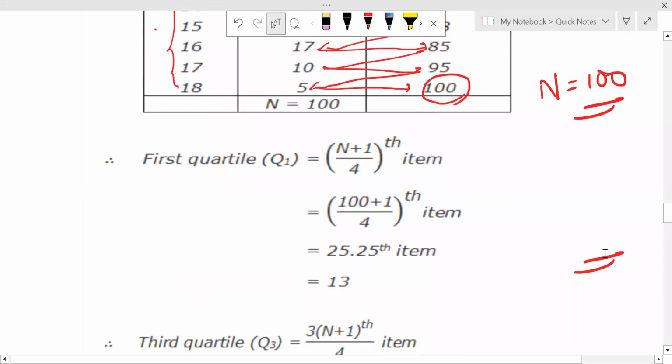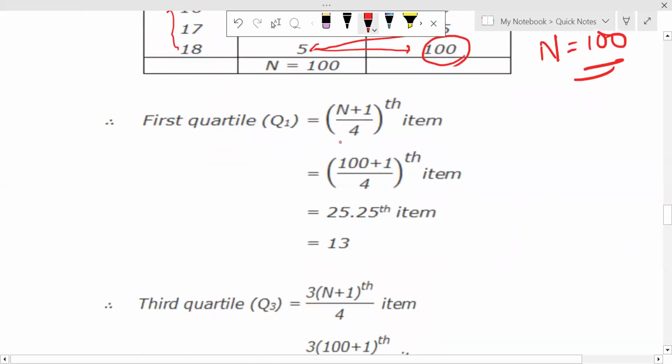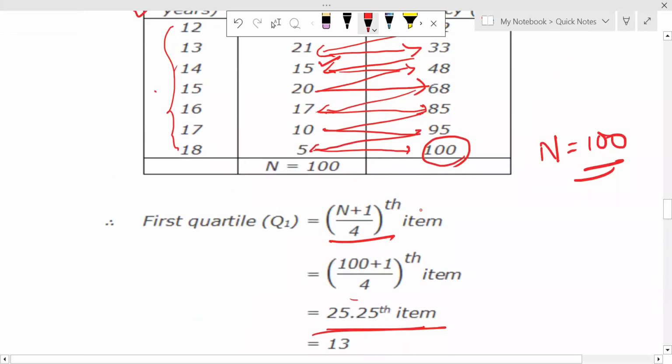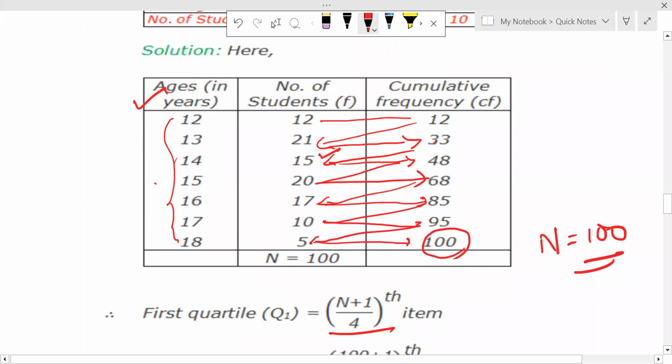So for the first quartile, we take the (n plus 1) by 4th item. 100 plus 1 by 4 is the 25.25th item. So we have to consider the 25th item, which falls in the cumulative frequency of 33.